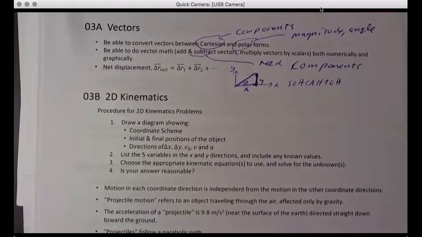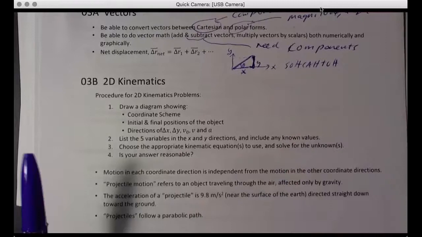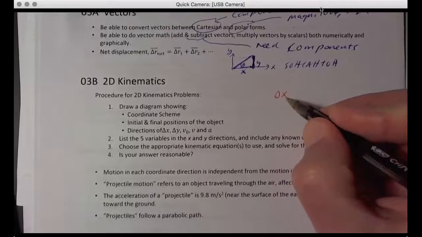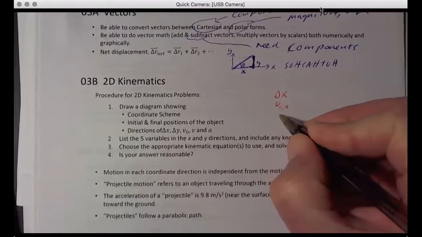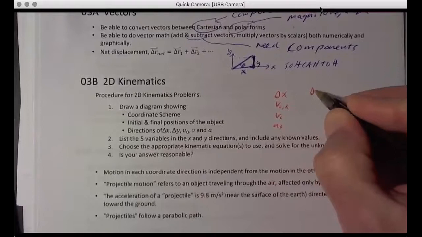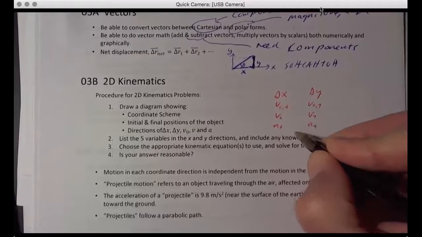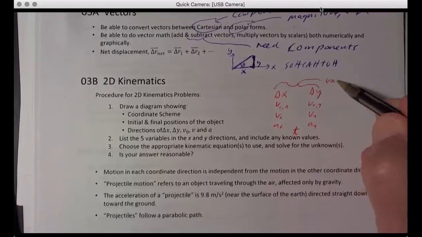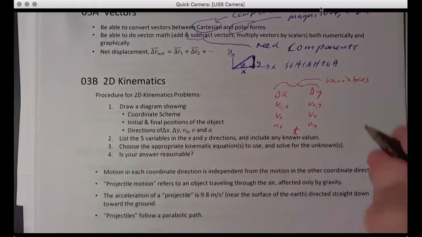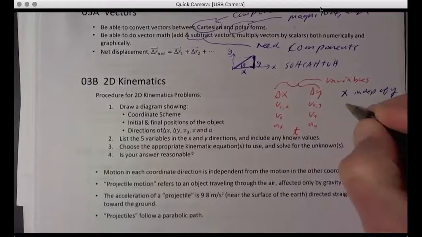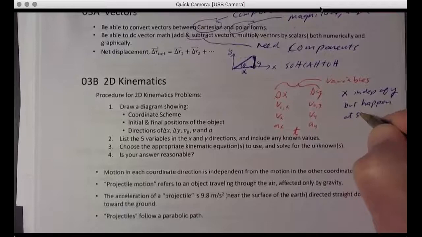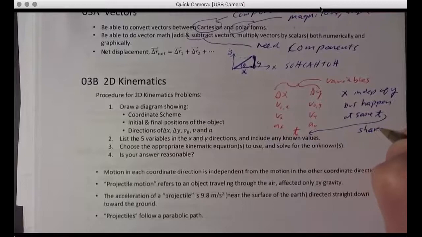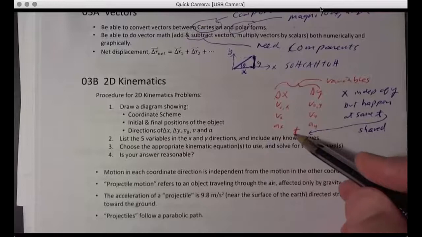Okay, the 2D kinematics is basically the same as 1D kinematics. You've got delta X, V naught X, AX, VX in the final position, delta Y, V naught in the Y direction, VY, AY, and time is shared. So these are the variables. We did a bunch of demonstrations at the beginning of the class. X is independent of Y, but they happen at the same time. So that is shared, and that's how you get from one side to another. If it goes up and down a certain amount, you get the time, you plug it in over here to see what X was doing.